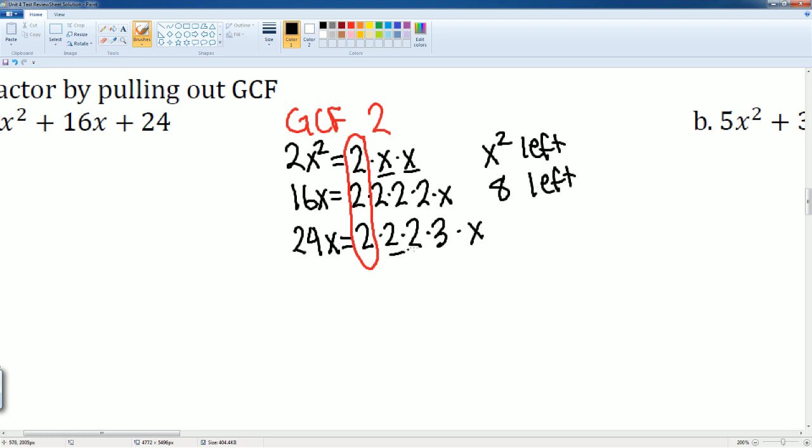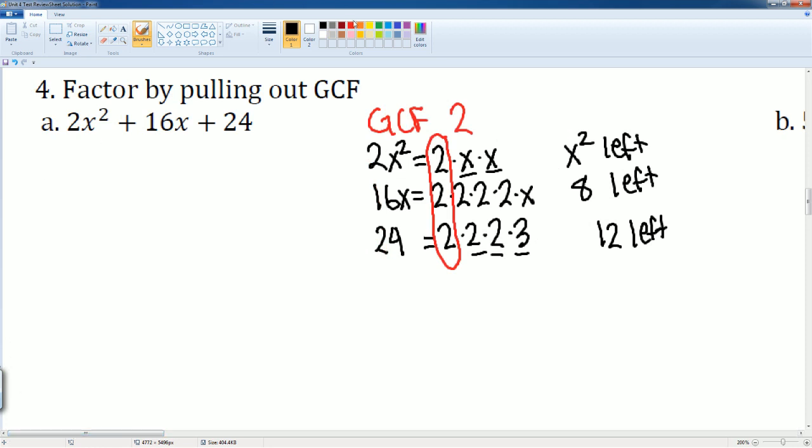And then here we have 2 times 2 is 4 times 3 is 12 times x, oh, sorry, there should not be a 12x. It's not 24x, it's just 24. So it should just be 2 times 2 is 4 times 3 is 12. A 12 is left. You have to understand what is left to write this. So we're going to pull out that GCF of 2. Then what's inside the parentheses is what's left: x squared plus an 8x from the 16 plus a 12 from the 24.